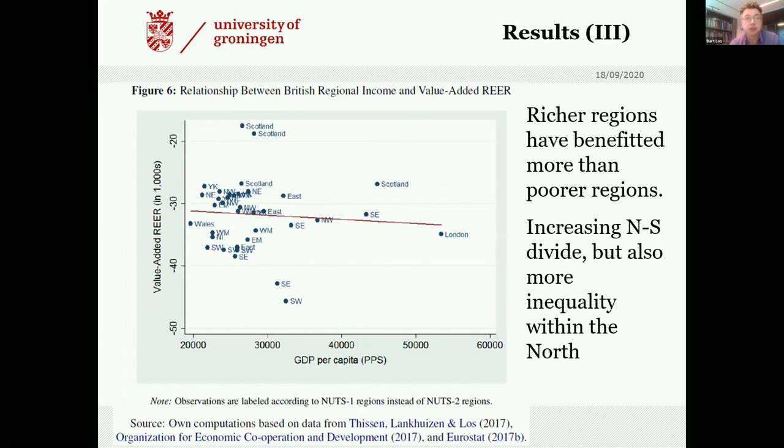Then finally, and this is the last slide with results, we find that there is a slight increase of inequality in a sense, because we find that richer regions, those with relatively high GDP per capita, won more in competitiveness than those with low levels of GDP per capita at the regional level.